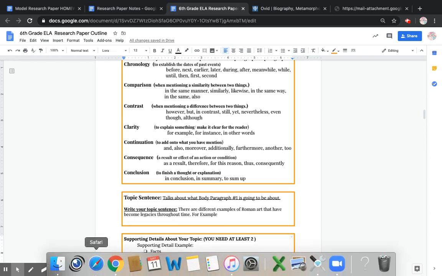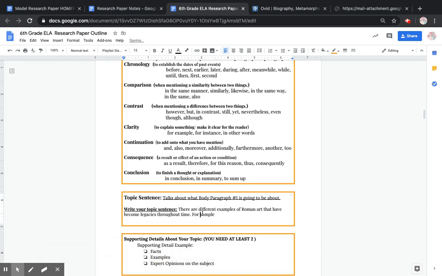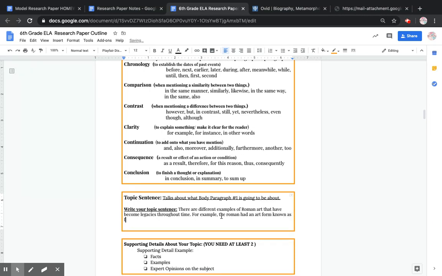So then I could put for example, the Romans had an art form known as frescoes. So then I know, and like this isn't my topic sentence, but since I had that in there, that's the way I want to go, I can go ahead and put that in there so that way when I'm writing my next part, I know what I want to do first.